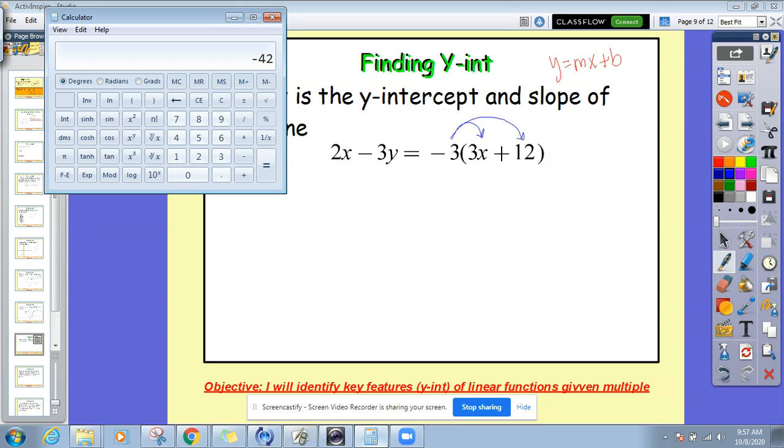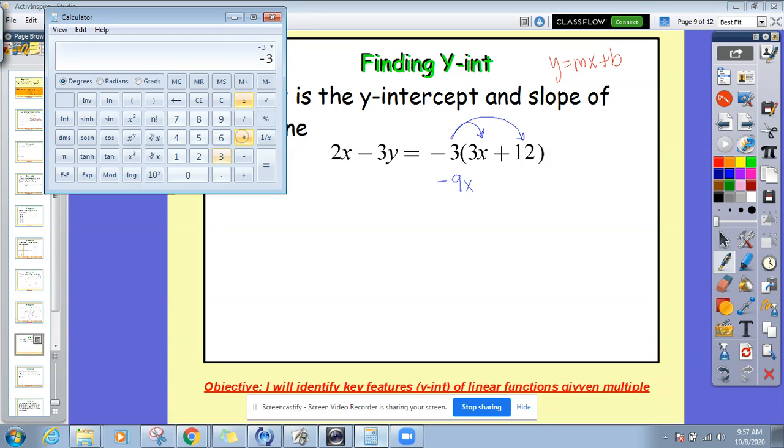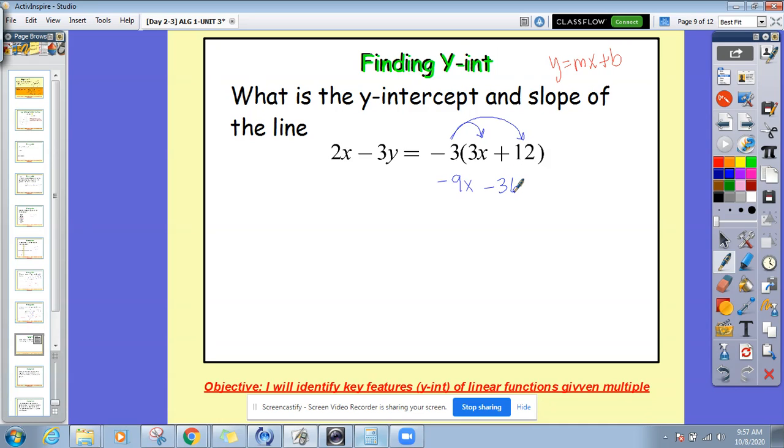So I have a negative, so I'm using my calculator. Negative 3 times 3 is negative 9. So we have negative 9x. And then negative 3 times 12 is negative 36. And then we could bring everything else down.